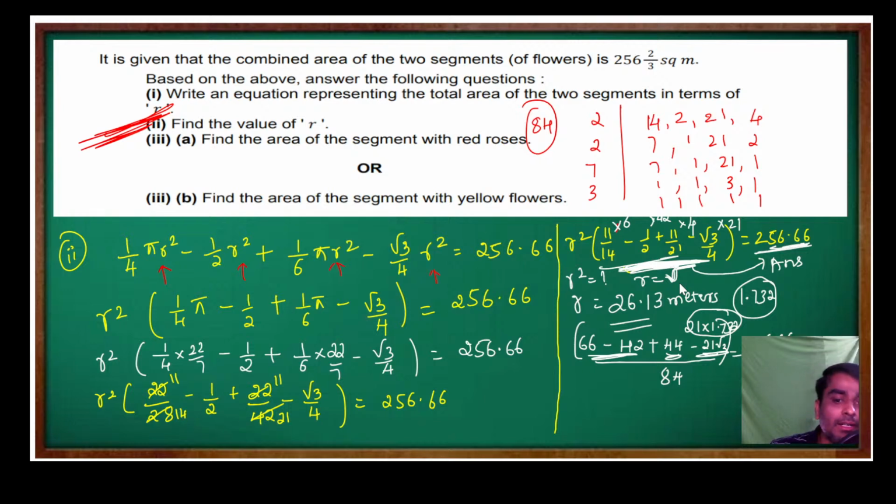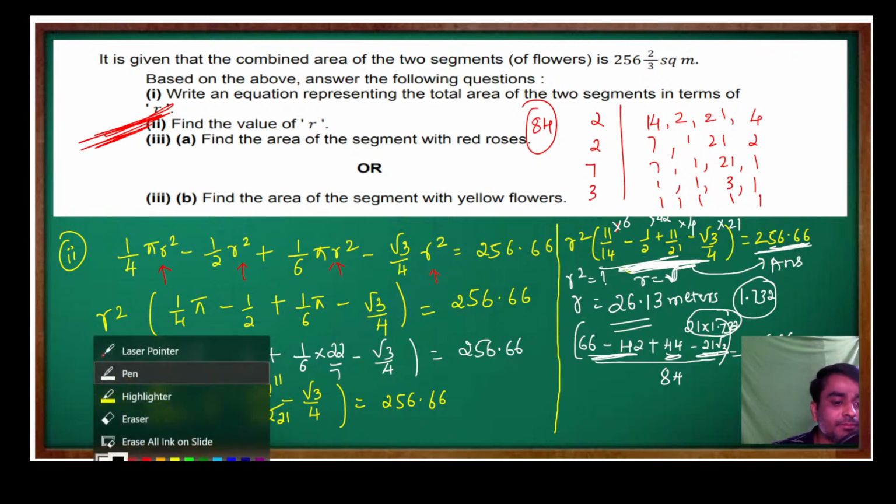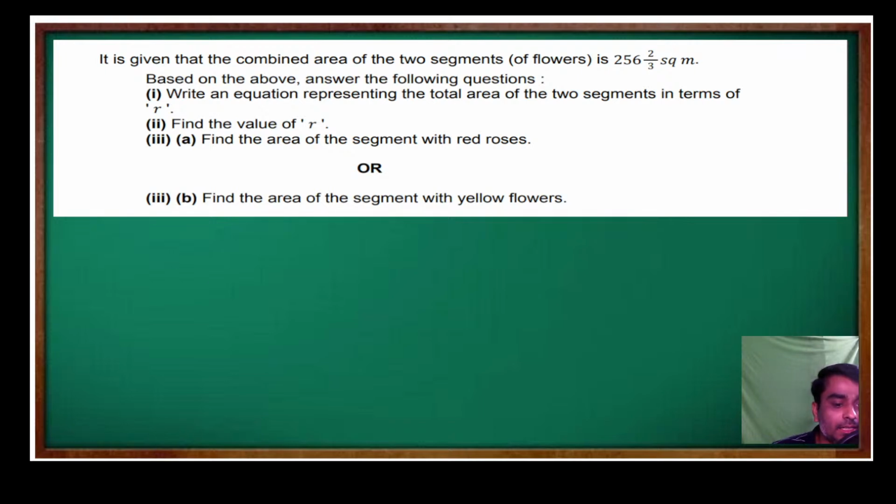Let's take the third part now. I'll remove this. What is the third part? Find the area of the segment with red roses, or find the area of the segment with yellow flowers. So they are asking for any one segment, but we'll do both. 3a.